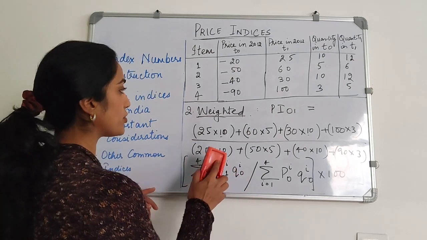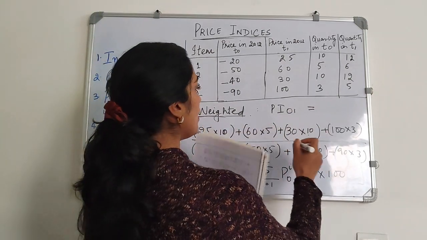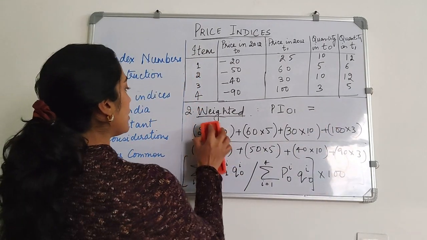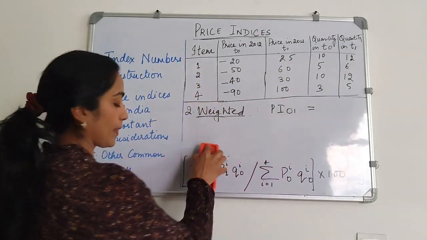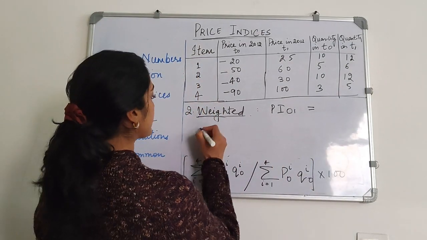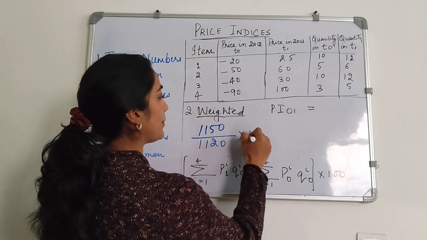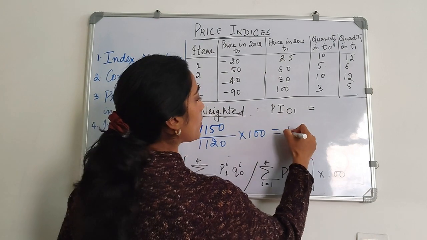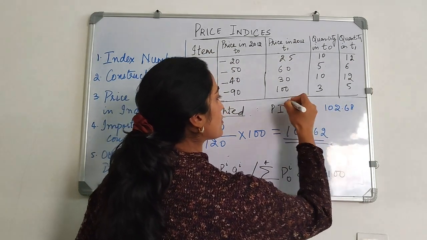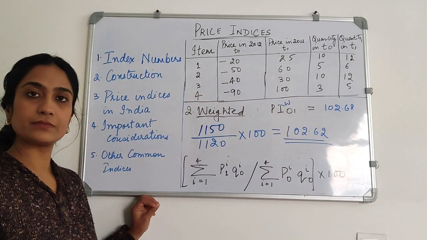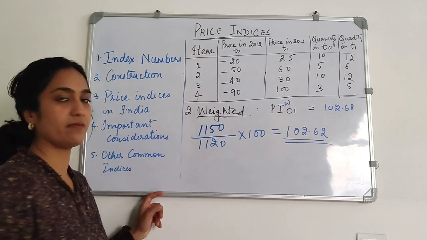Alright, so now I'll just tell you what this number is. I calculated it. So you will get in the numerator the summation of this. Let me just write it here. So the numerator is 1150, and the denominator is 1120. You multiply it by 100, and what you will get is 102.68. Let's just call it price index weighted. So when you do all this calculation, this is what you will get. You can do the multiplication and division on your own and check it.